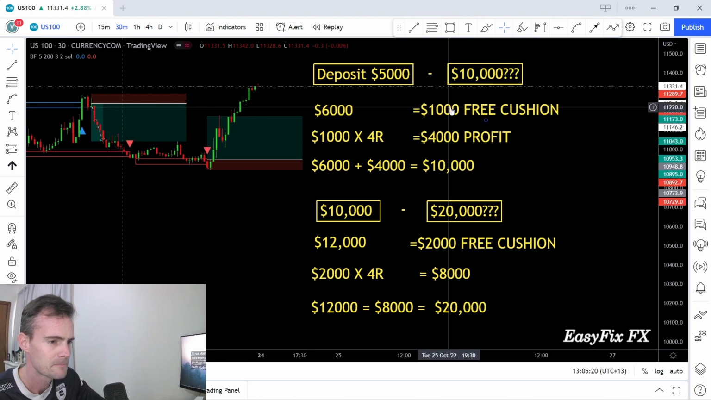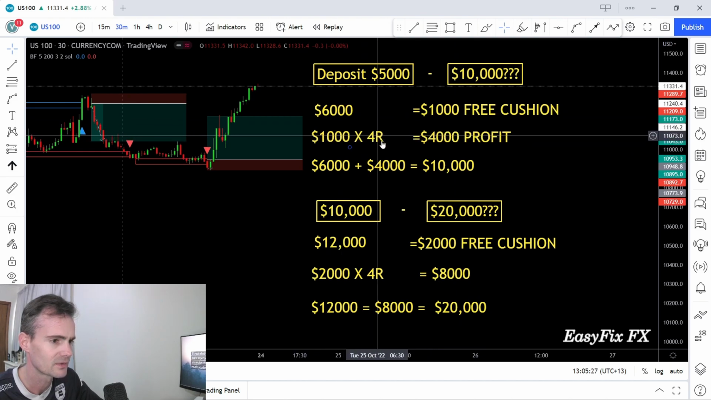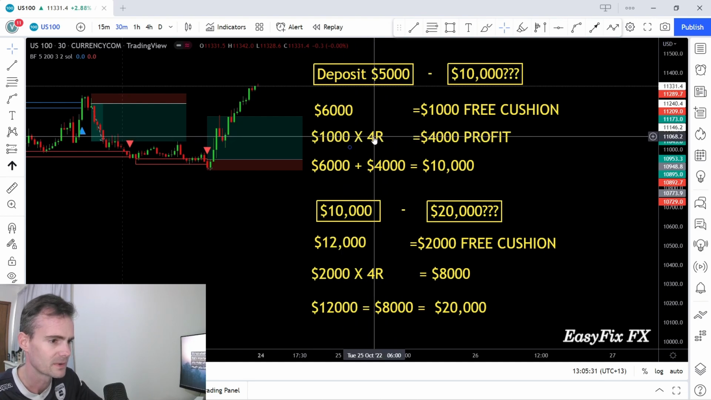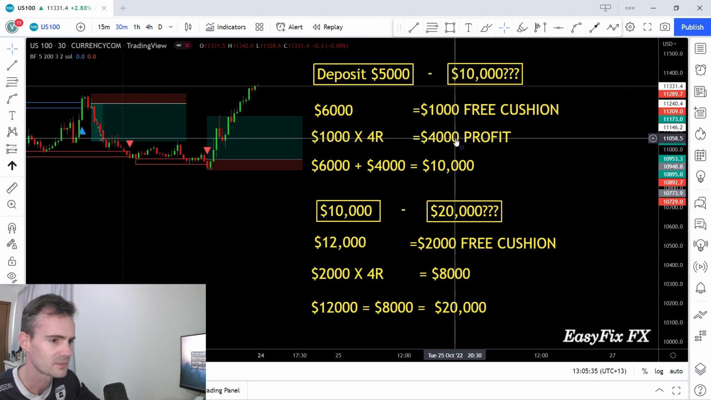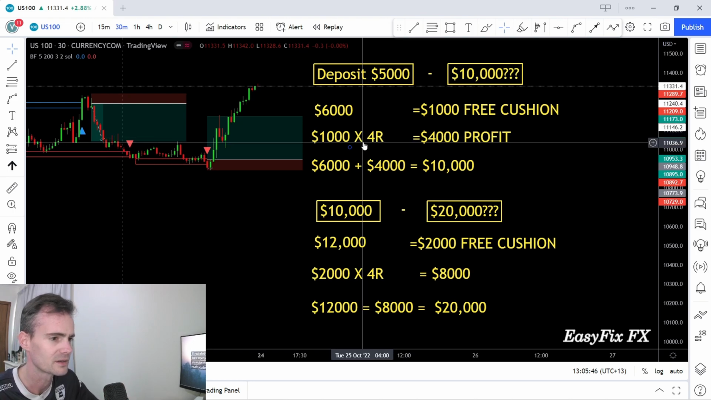With that $1,000, you could split it in 2. Instead of risking $1,000 and looking for a 4R trade, you could risk $500 and look for a 4R in one trade, which will give you a $2,000 profit, and then look for another 4R trade and risk another $500. So you risk the first $500 on a good setup, and then the next $500 on a good setup as well, at a risk to reward of 4R.